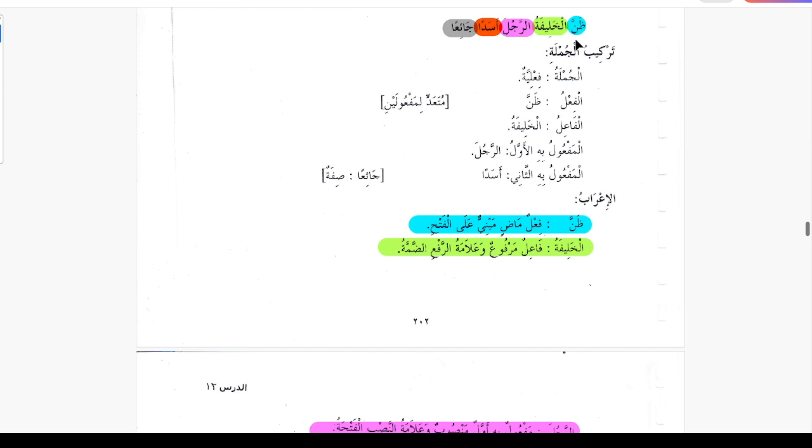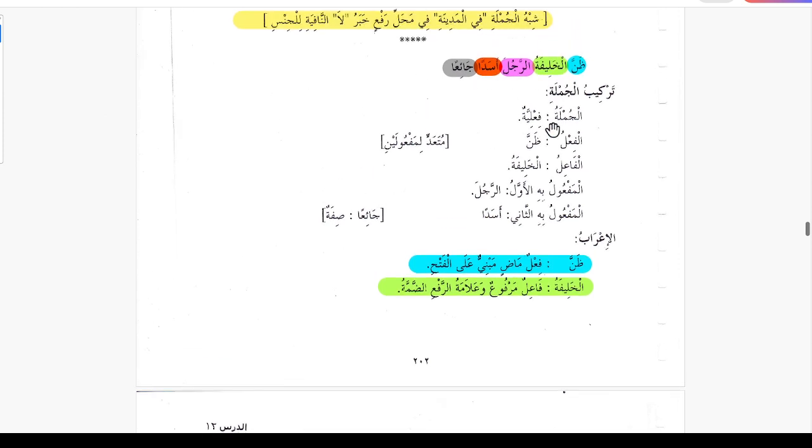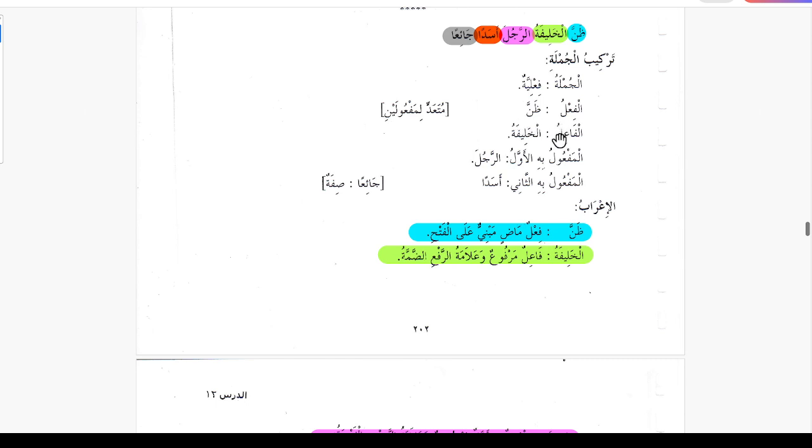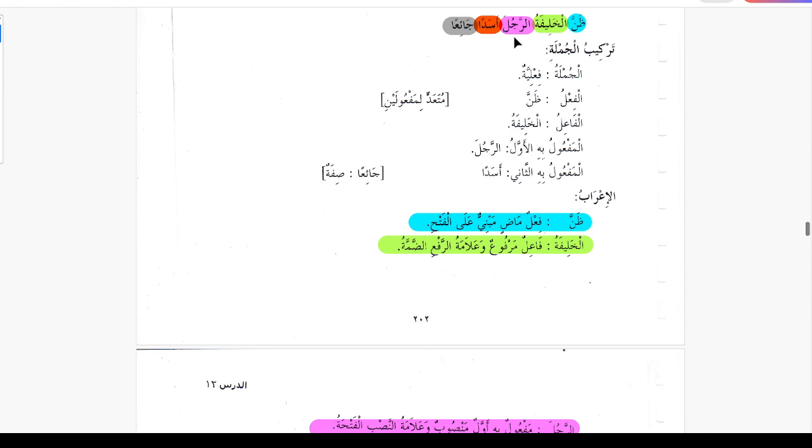Now this is for zanna. It should take two maful bihi. Let's find out. Zanna al khalifatu ar rajula asadan jaiyan. The caliph thought that the man was like a hungry lion. So this is the tarkibul jumlati. We know zanna is a verb, so it is jumla failiya, and the fail is zanna. Full fa'ilu, this khalifatu is fa'ilun marfoon, this is rafa, and then ar-rajula is maful bihi awwal, and asadan is maful bihi sani, and jaiyan is a sifa for asadan.